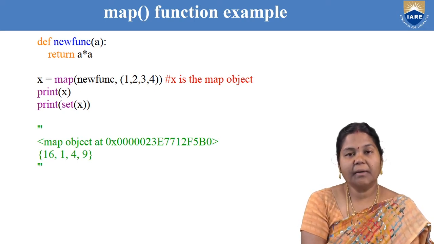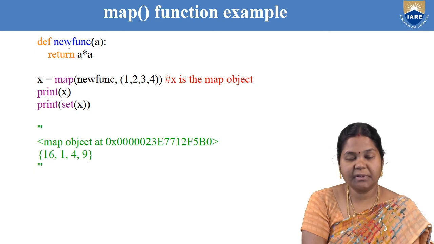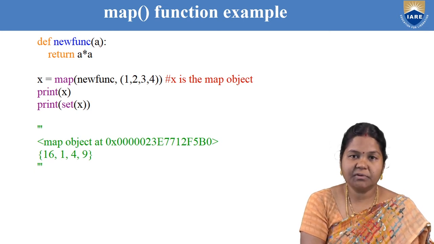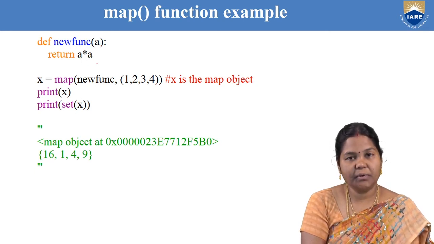Here we have created our own user-defined function, new function. That function takes one argument and finds a into a. That number is multiplied with itself.